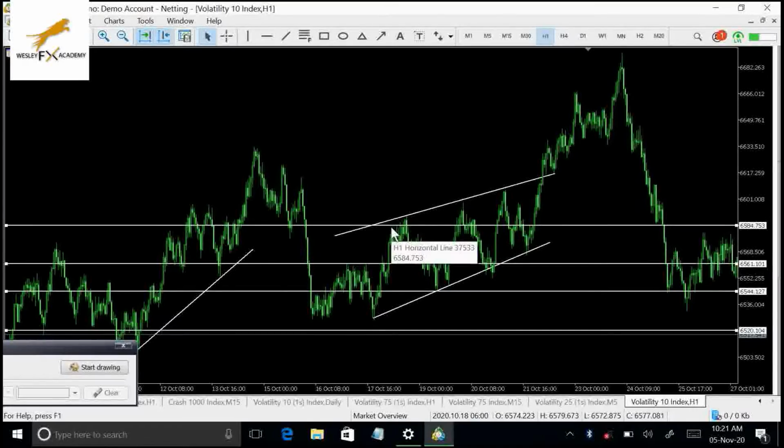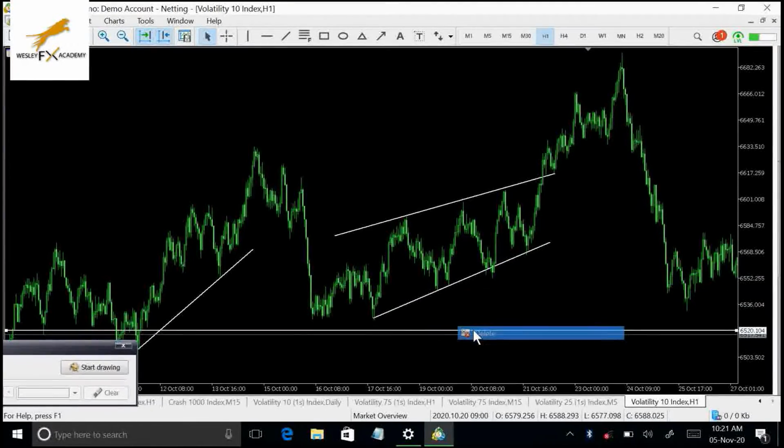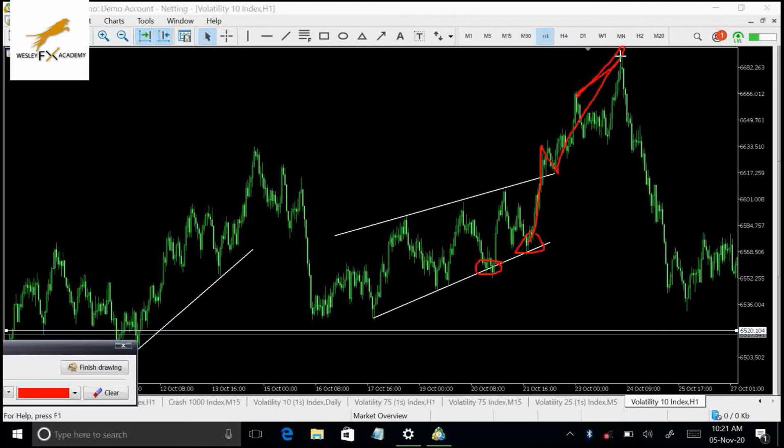Then we also had another nice buying opportunity when it hit the trend line again. Coming in a second, you can see we also had another buying opportunity somewhere here, and here also. Then here you see it broke out, it retested the trend line, and then it went up.